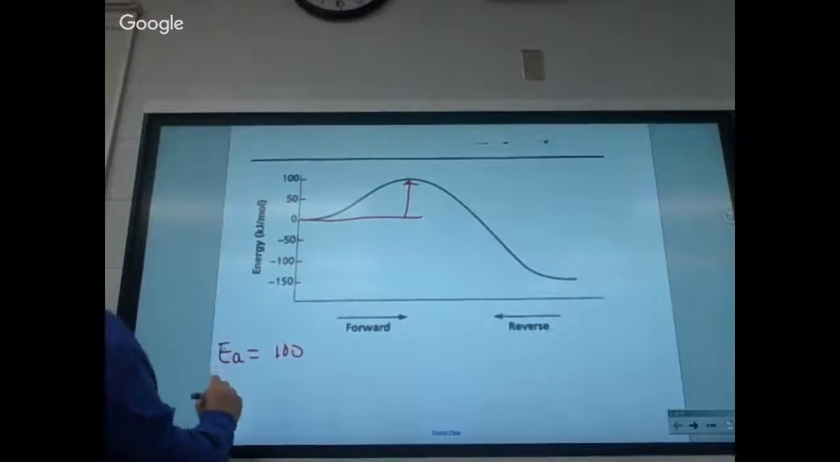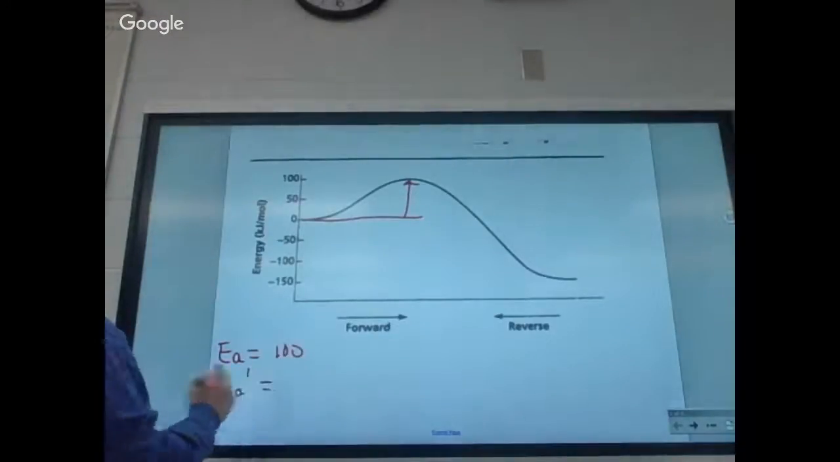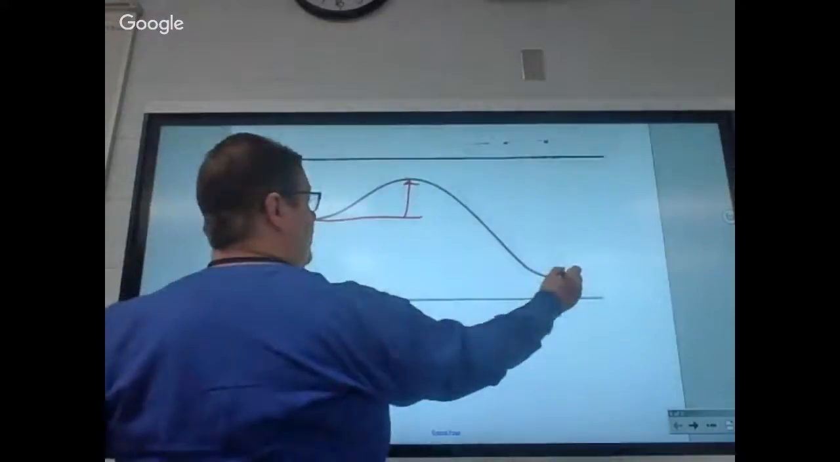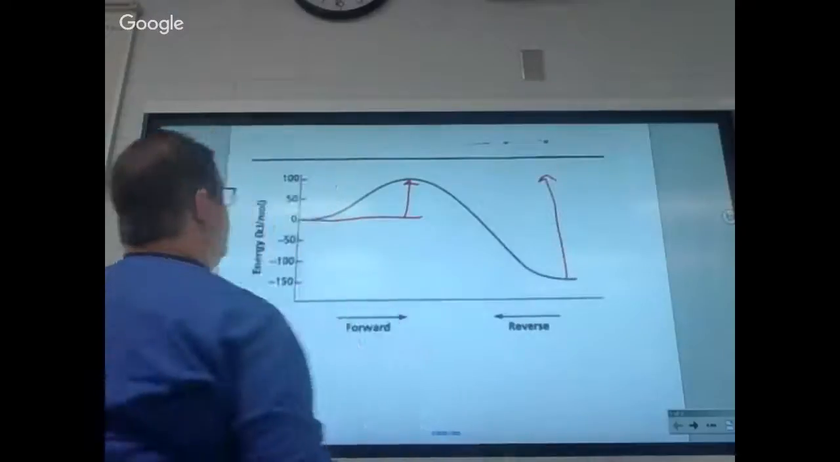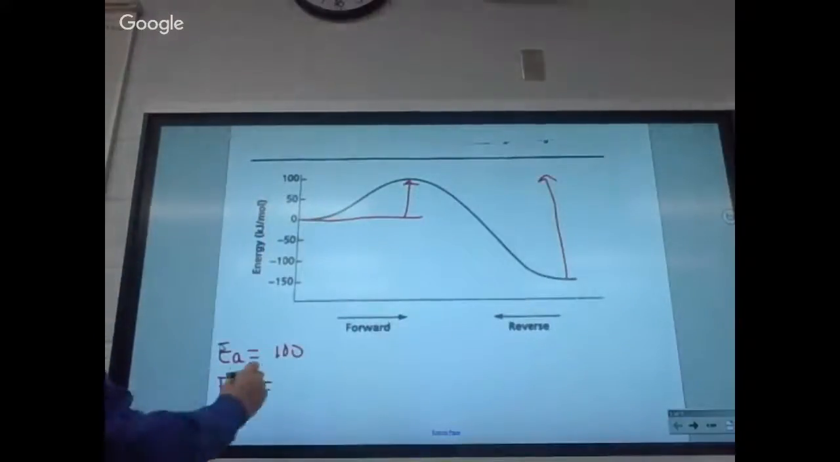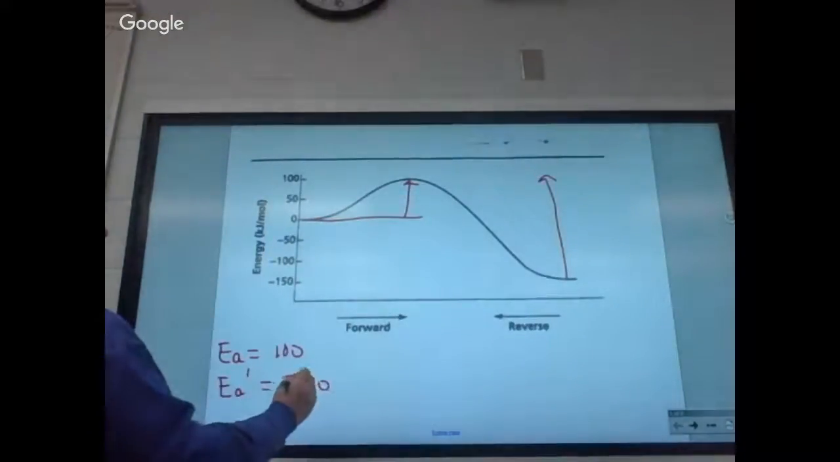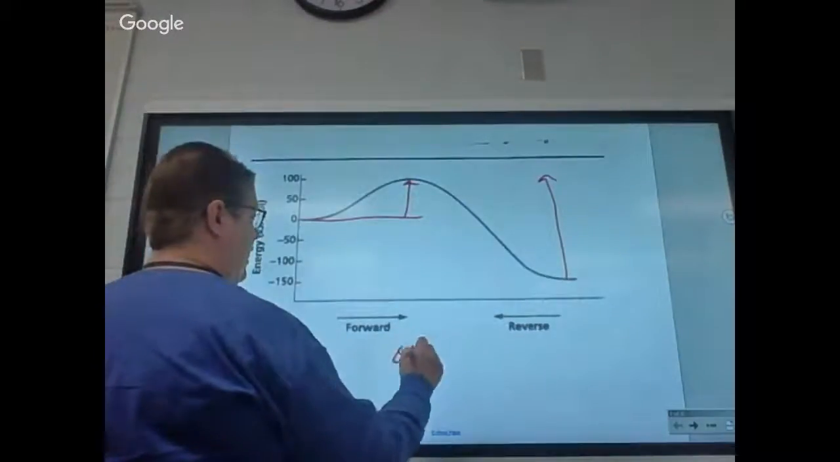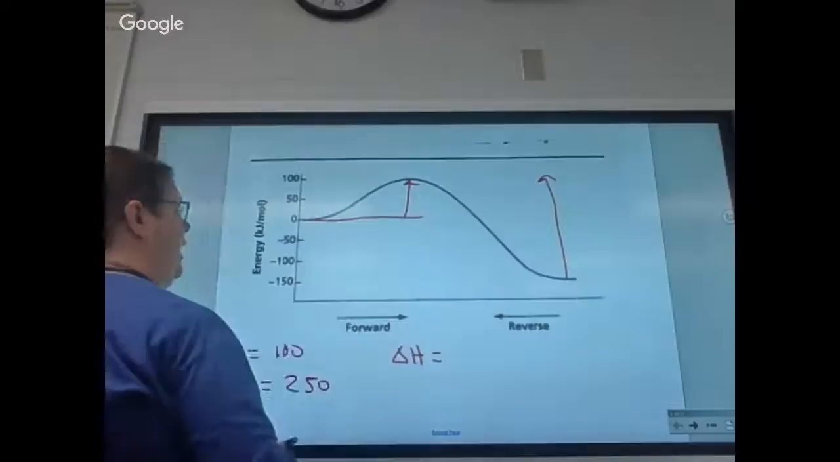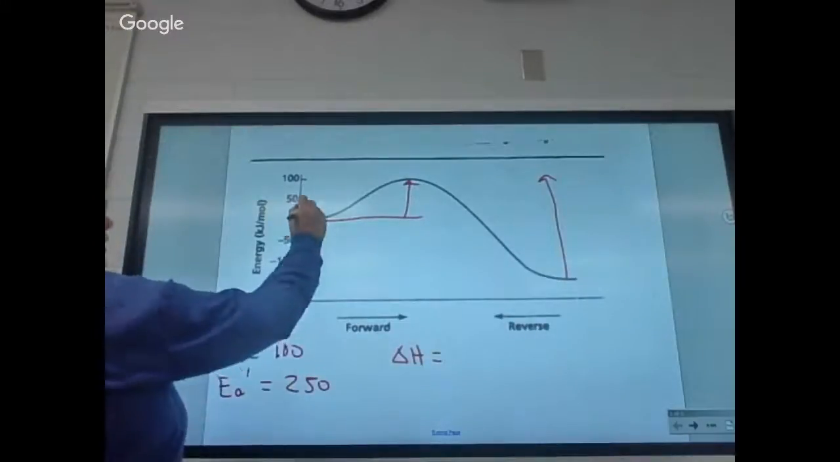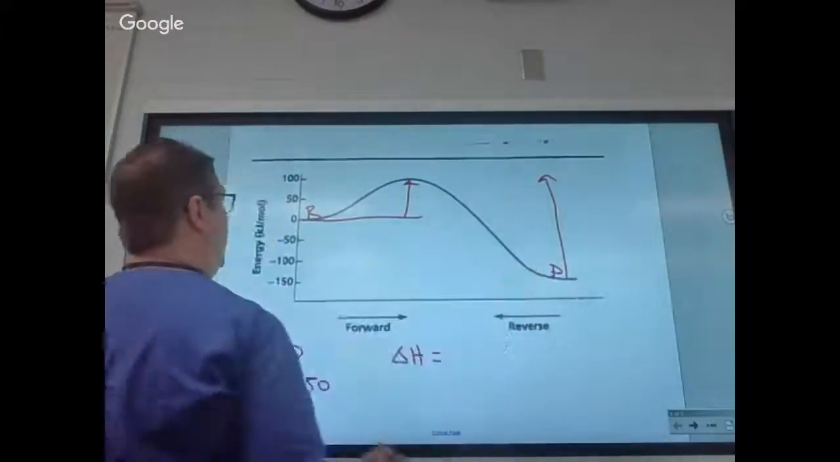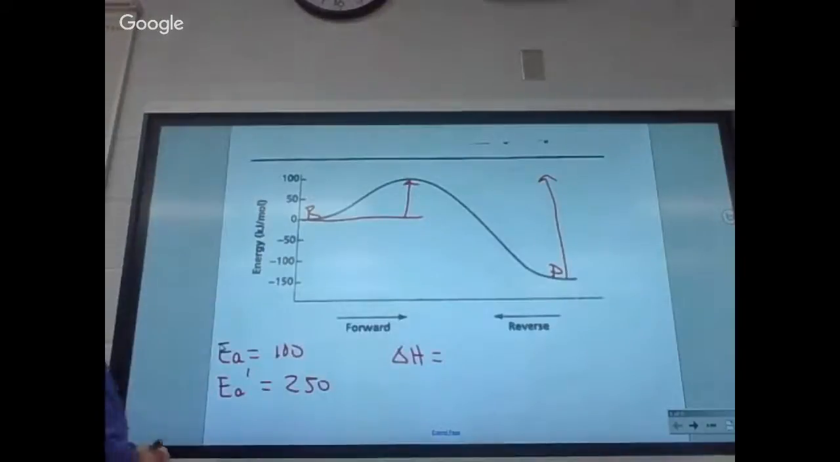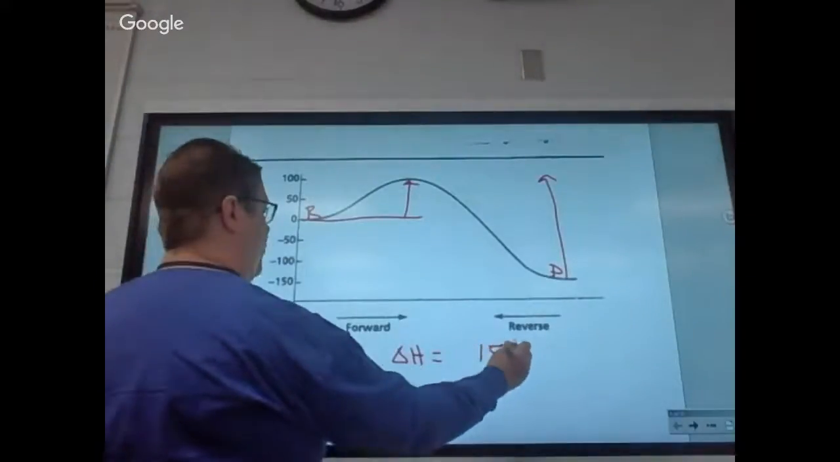Yeah. We should. EA reverse starts at the product, so down here to the top. So what did you get for that? 250 is correct. All right, and they're both kilojoules per mole. Delta H would be from the reactants to the products. So reactants are here, products are there. So what'd you get there? 150 for both of them.